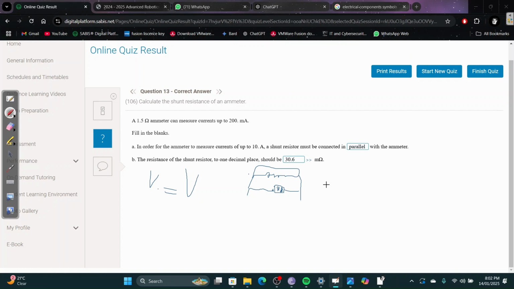Also you have to remember that in an ammeter, in a parallel circuit in general, current is additive. So I total is equal to I1 plus I2 plus all the way to IN, whatever. Okay, so we expand this.